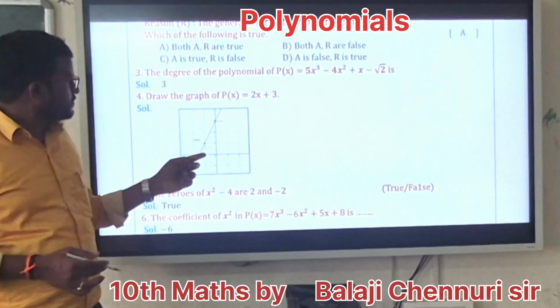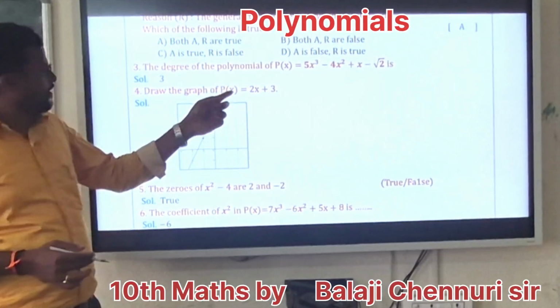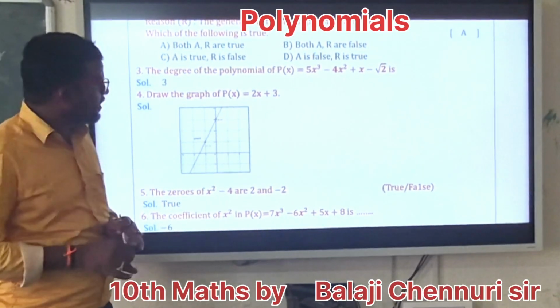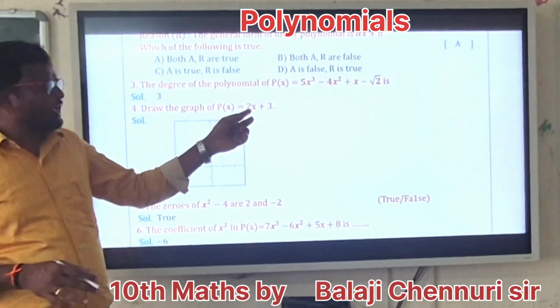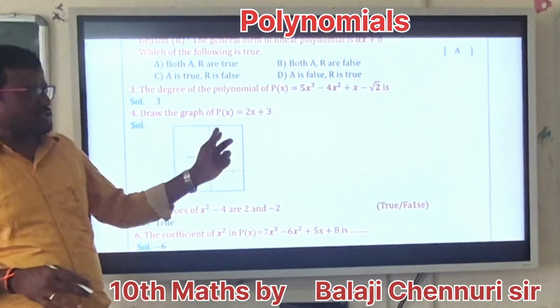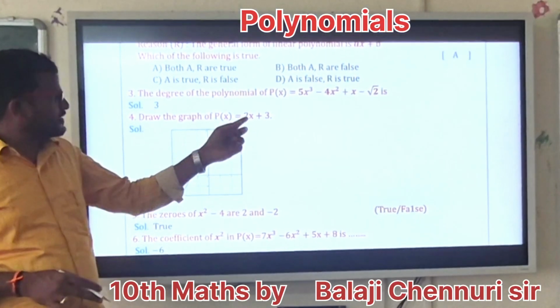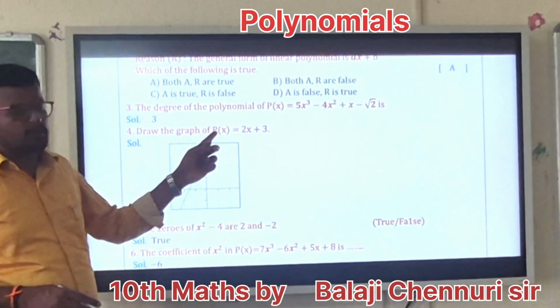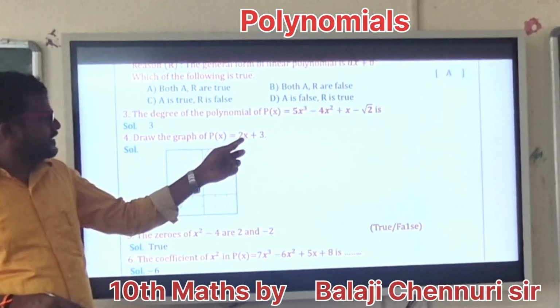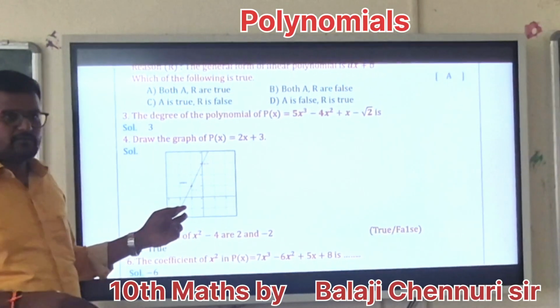Okay. Then what happened? y is equal to p(x). If you keep x value 0, then what do you get? y is equal to 3. If you keep x is equal to 0, then you get y value 3. If you keep y is equal to 0, then you get x is equal to minus 3 by 2.